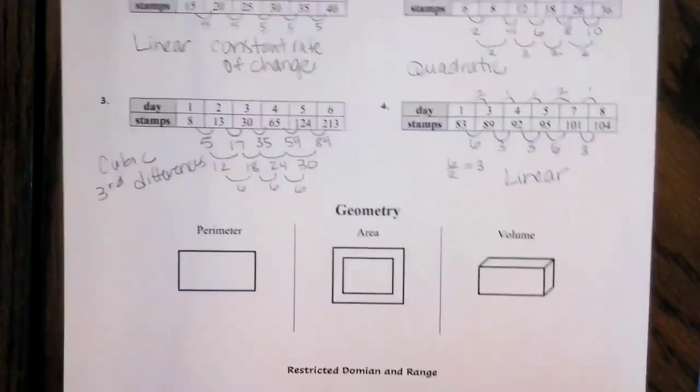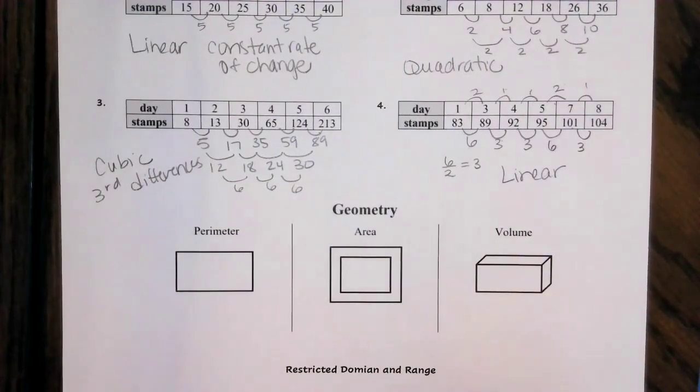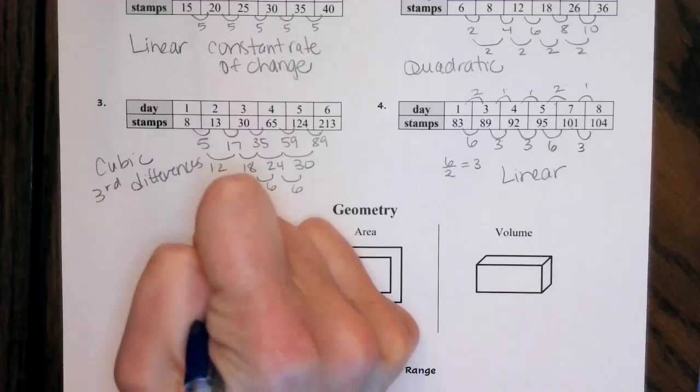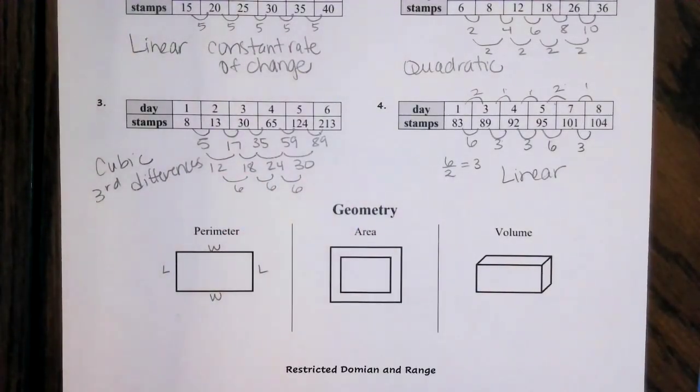Another way of looking at it is thinking about the context of the problem. So here's some geometry ones. In some problems, you're going to see something like perimeter, area, or volume, and you need to think about what kind of function would represent that data. So for perimeter, for example, we would have the length, and this would be the width, and we would add up all of those sides.